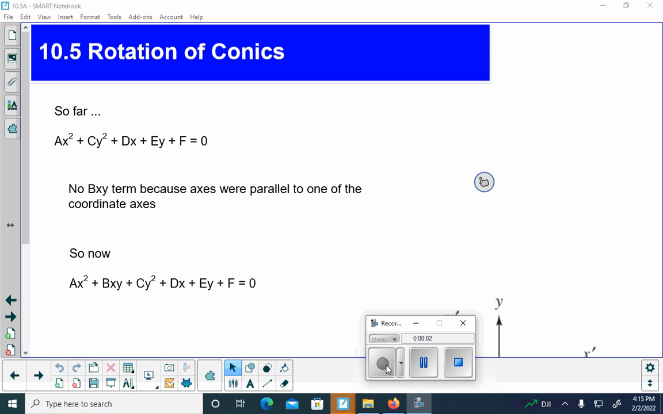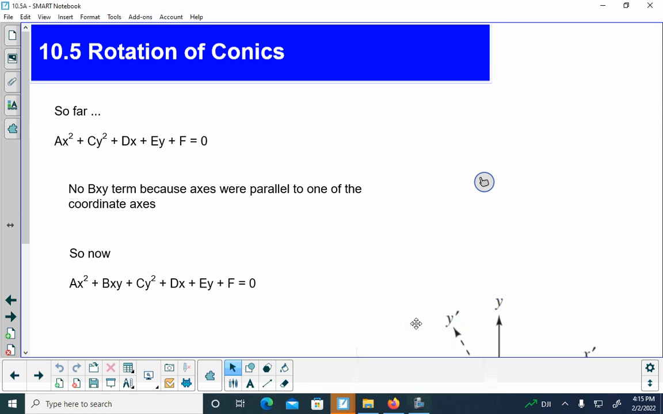Hello, this is Mrs. Ward, and I am going to go over the first two examples in section 10.5, rotation of conics. In this section, we're going to take all the information we learned in 10.2 through 10.4 with the parabolas, ellipses, and hyperbolas, and we're going to take these shapes, which at this point have always been parallel or perpendicular to the x and the y axis, and we're going to rotate them.